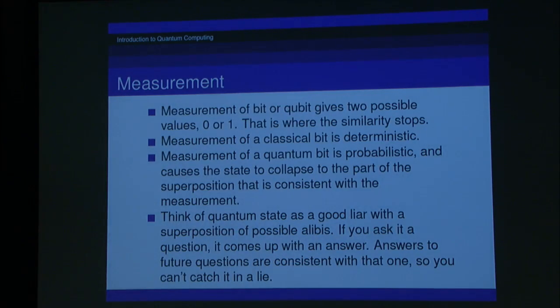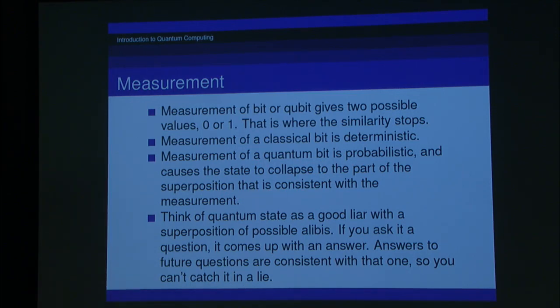All right, measurement. These are really different in the real world and the quantum world. So measurement of a bit or a qubit gives two possible values, 0 or 1. And that's where the similarity stops. Measurement of a classical bit is deterministic. Measurement of a quantum bit is probabilistic, and it causes the state to collapse to the part of the superposition that's consistent with the measurement.